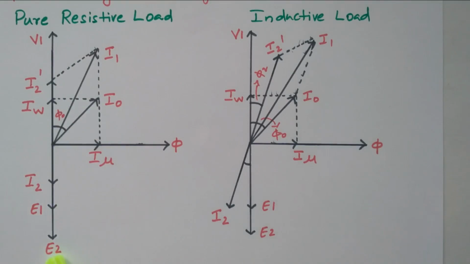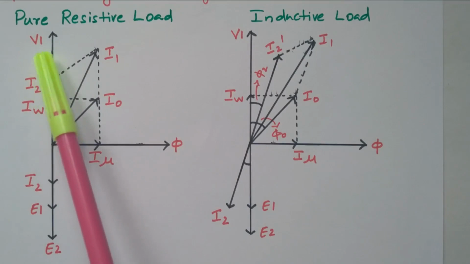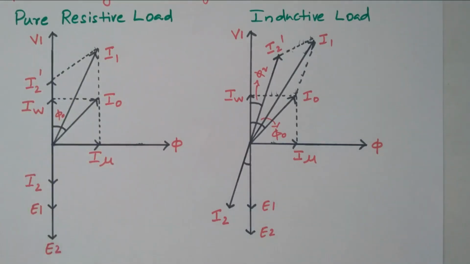E1 and E2 are the induced EMFs based on Lenz's law. Induced EMF opposes the applied voltage, so both are opposite to each other.